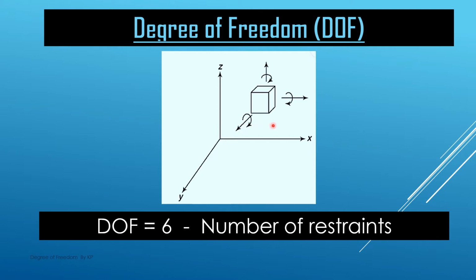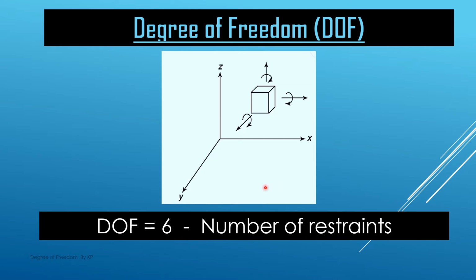Instead of a space body, suppose we have a body in a plane, say in the x-z plane. That body can move along the x-axis, along the z-axis, and can also have rotation about the y-axis. So a plane body has 3 degrees of freedom: one along x-axis, second along z-axis, and third the rotation about the y-axis. So the formula for a planar body is 3 minus the number of restraints.